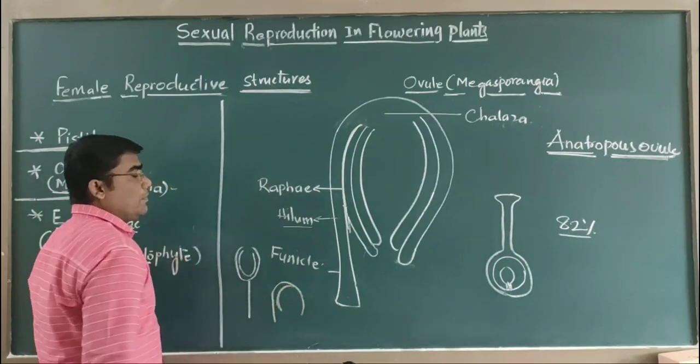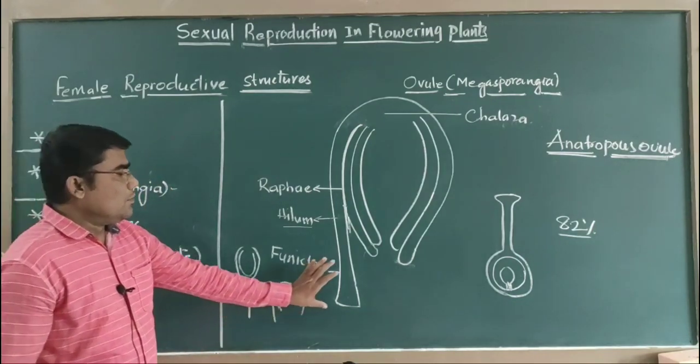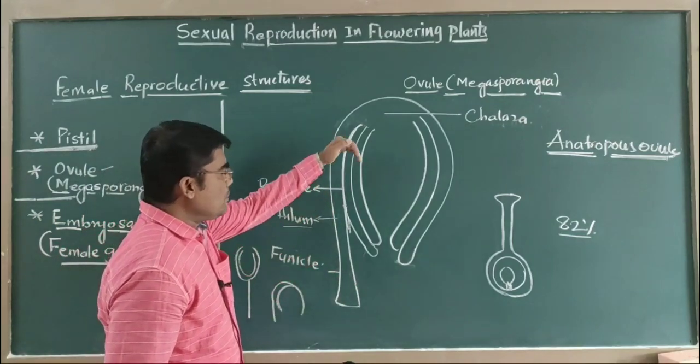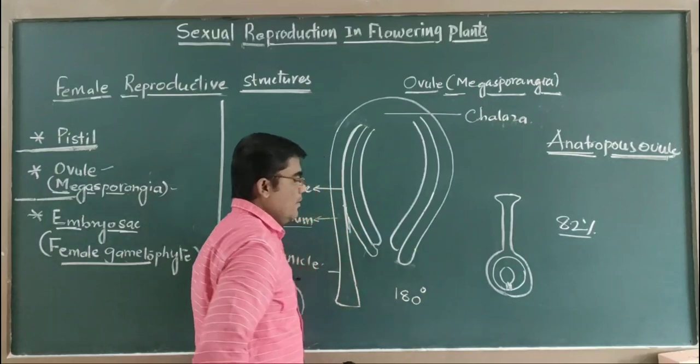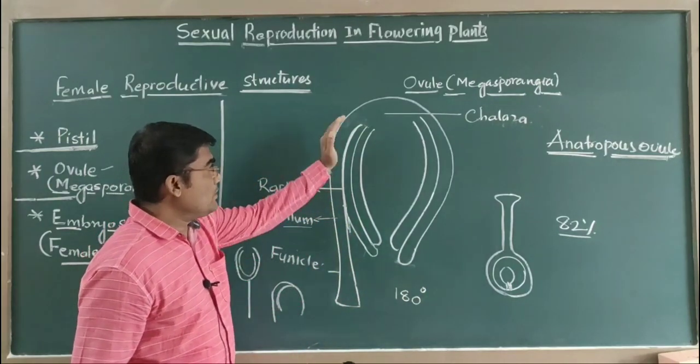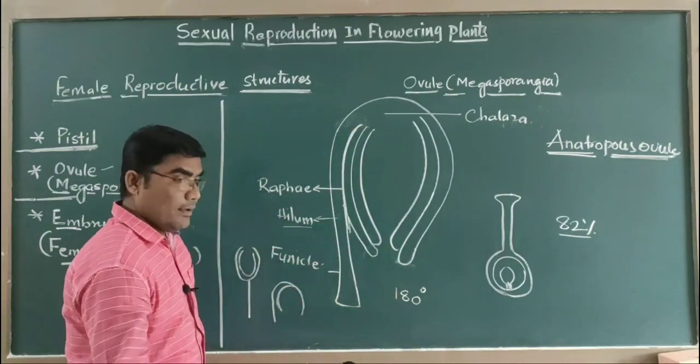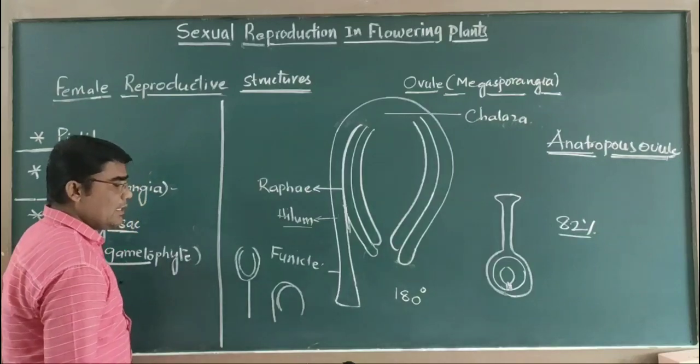The ovule which is bent downward 180 degree. What is the reason here for 180 degree?